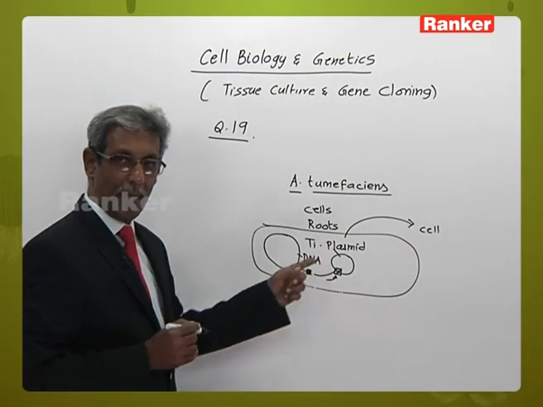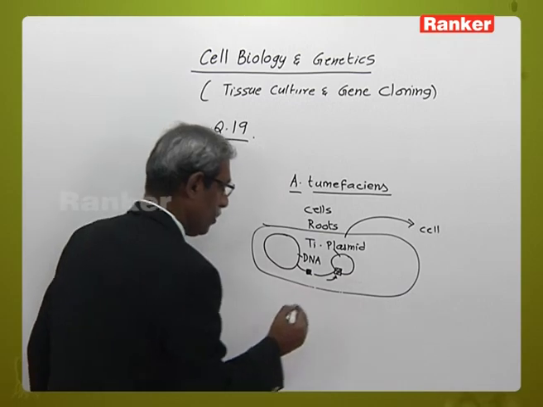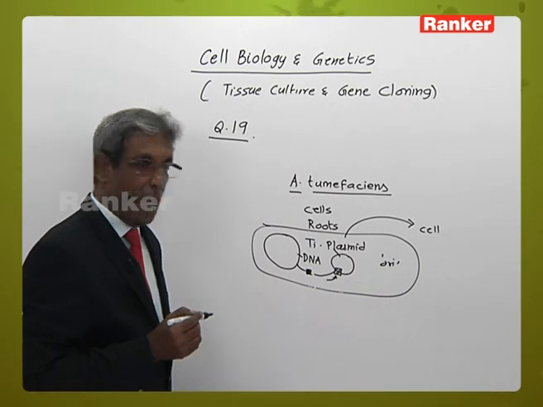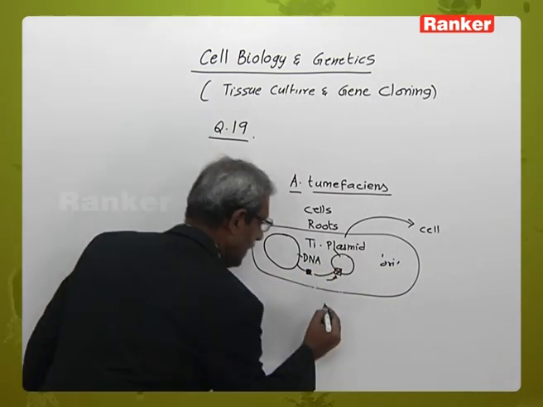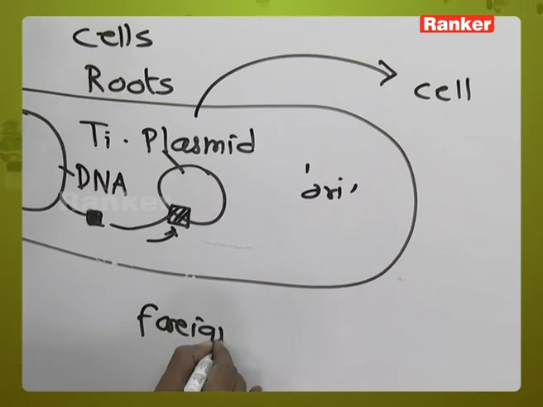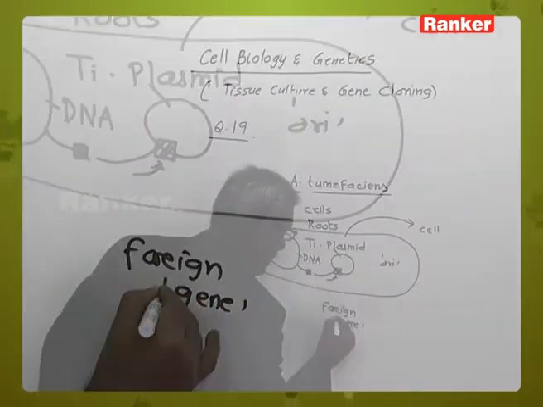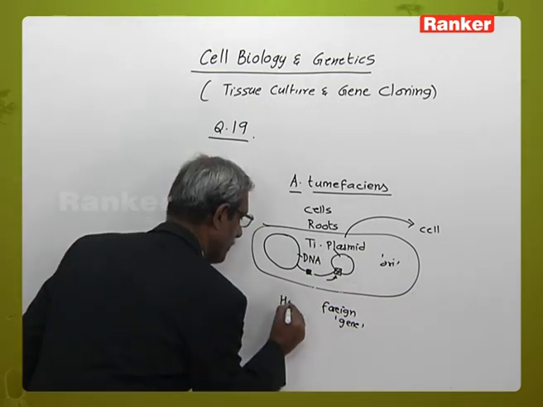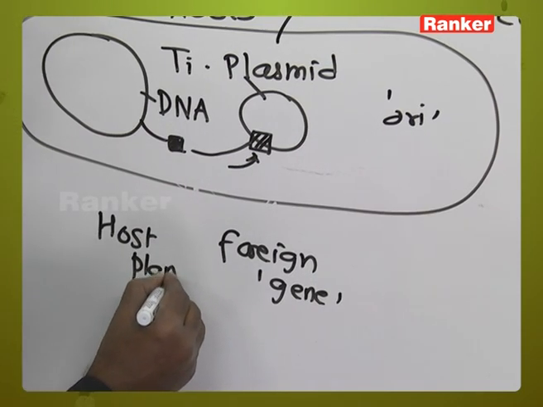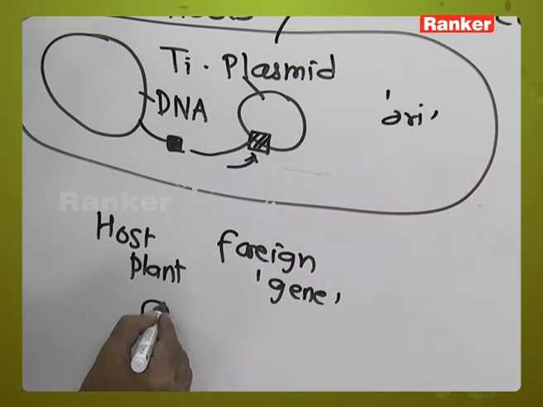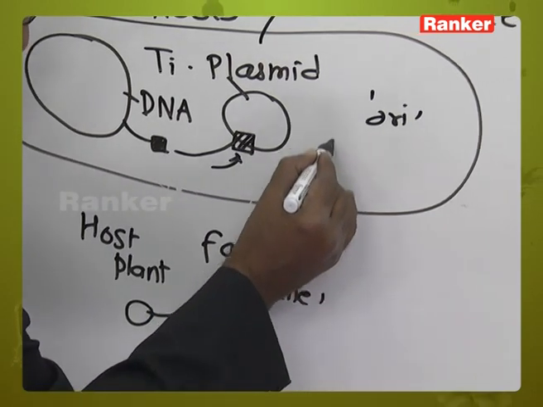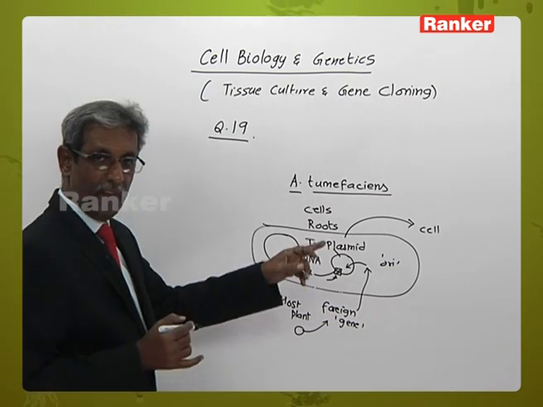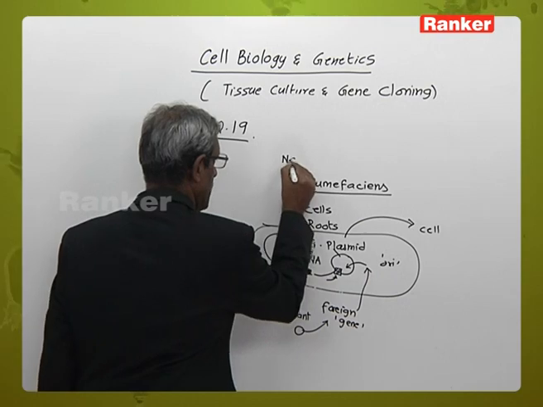Now, the Ti plasmid has its own origin of replication, and it can take in a foreign DNA or a foreign gene of interest all by itself, without artificial genetic engineering. It can isolate a foreign gene from the host plant and load it into the plasmid. Hence, Agrobacterium tumefaciens is termed nature's genetic engineer.